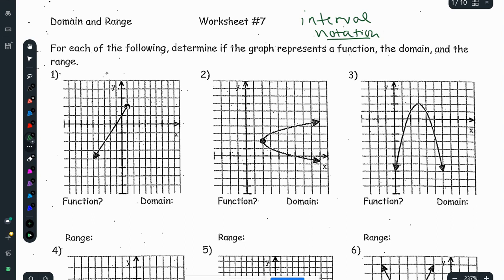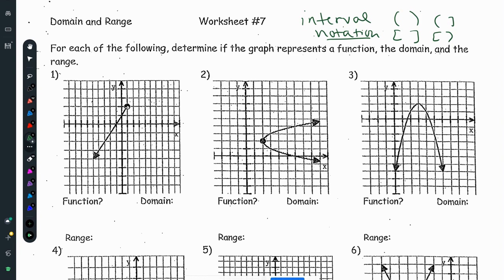Interval notation uses parentheses and brackets, or a mixture of both, depending on the situation, to show the interval in which our domain or range exists. So as we go through this, we're going to discuss when to use a parenthesis and when to use a bracket.